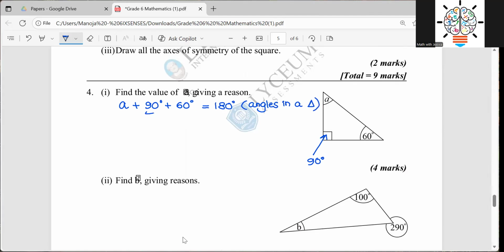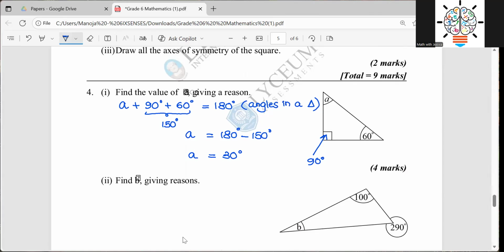So then the 90 and 60, you want to add them together, right? When you add 90 and 60, it gives me 150 degrees. To find the A value, you send the 150 to the other side, so that becomes minus 150, right? So then the answer will be A equals 30 degrees, right?